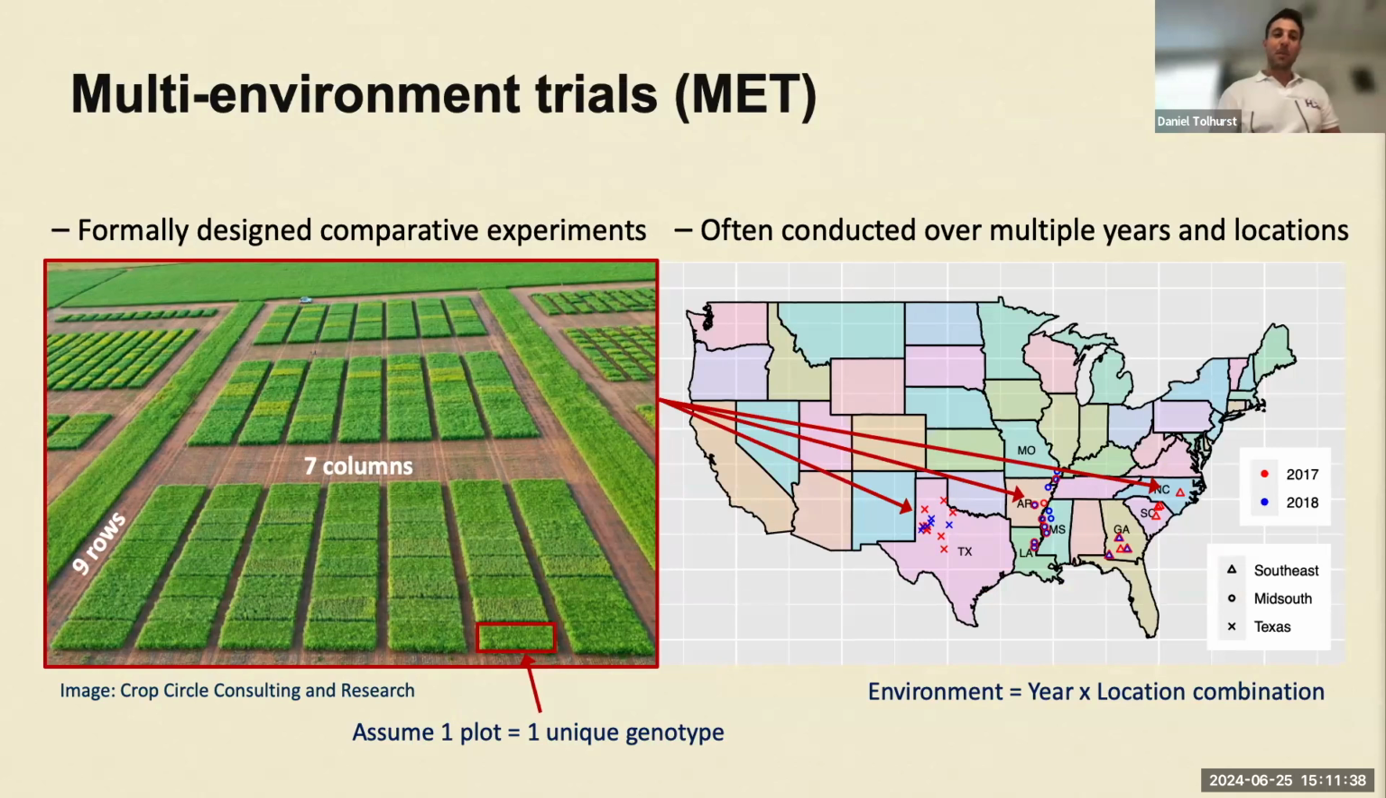But what's happening here is we've got a series of rows and columns, and within each one of these plots there's a unique genotype. And that whole trial has a number of genotypes. So it might be 9 by 7. So what's that, 63 different genotypes. And then that's replicated once.